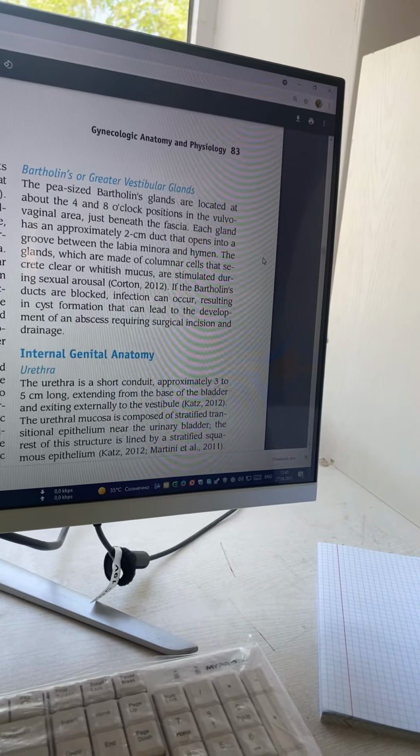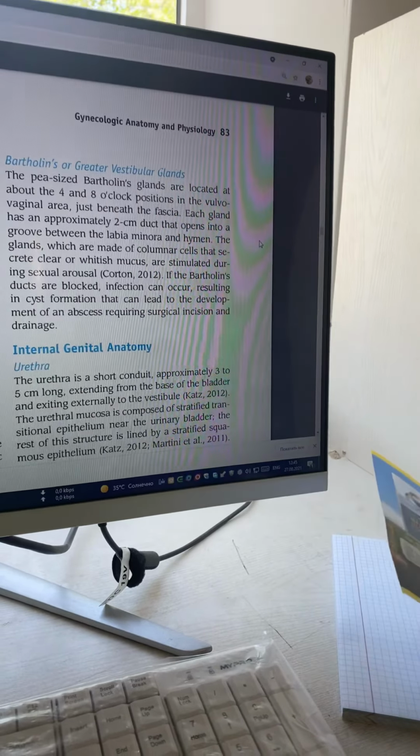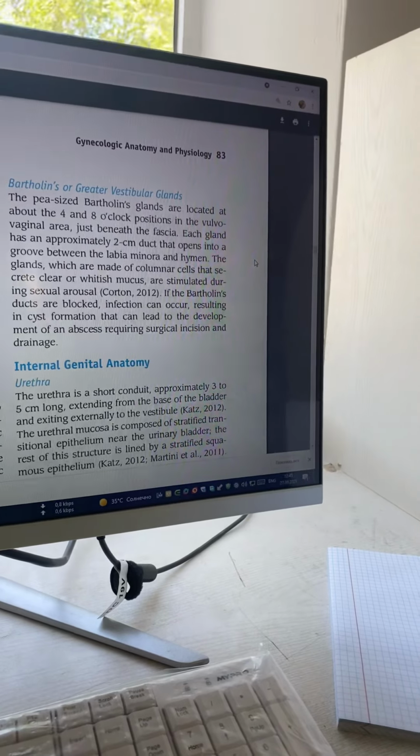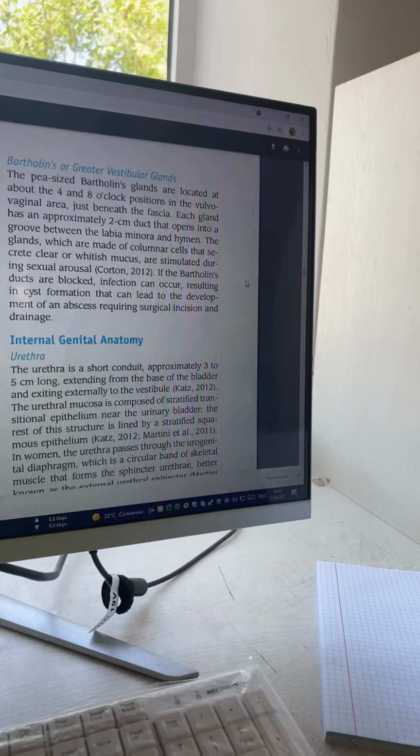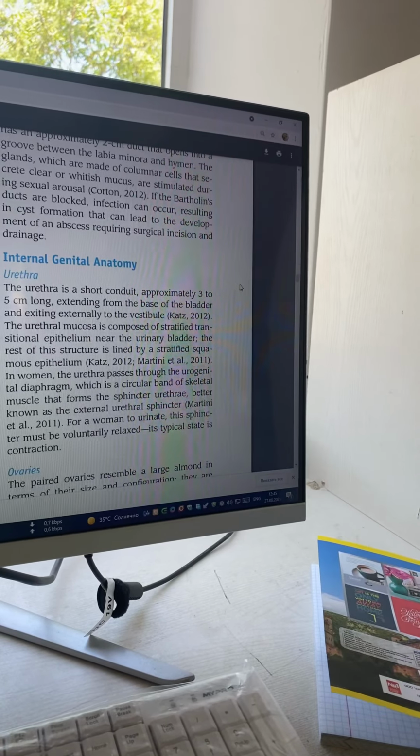and the Bartholin's ducts are blocked. Infection can occur, resulting in cyst formation that can lead to the development of an abscess requiring surgical incision and drainage.